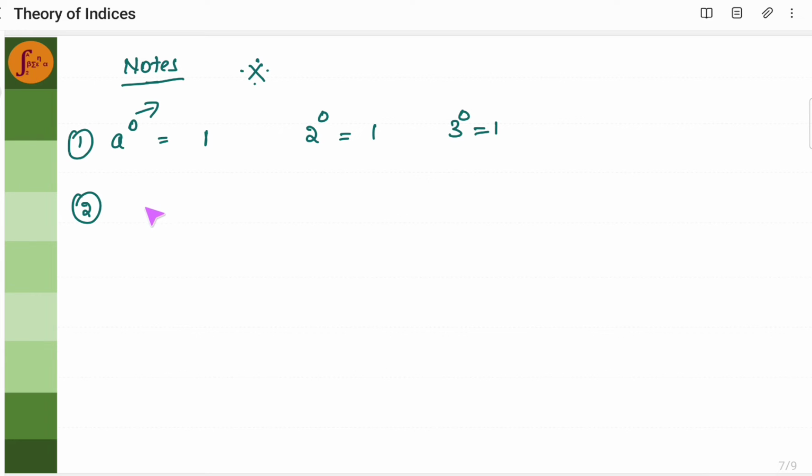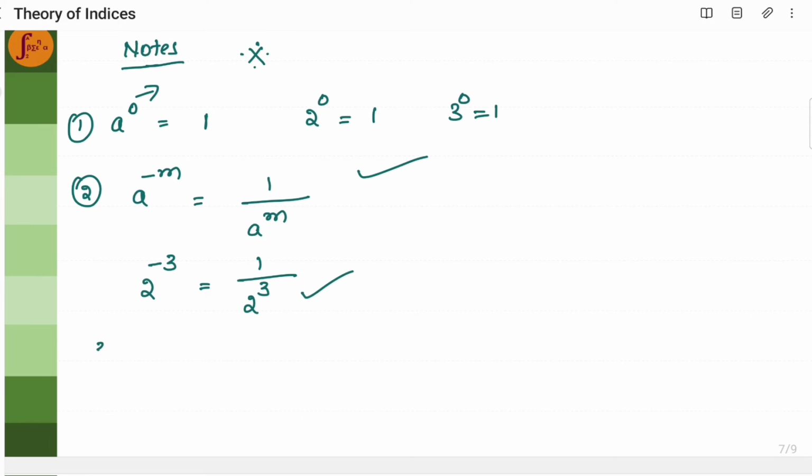Second note is, suppose we have a to the power of minus m. Then you can write it as 1 by a to the power m. For example, if I have 2 to the power of minus 3, I can write this as 1 by 2 to the power plus 3. Both of these mean the same, right? So this is a very important concept.